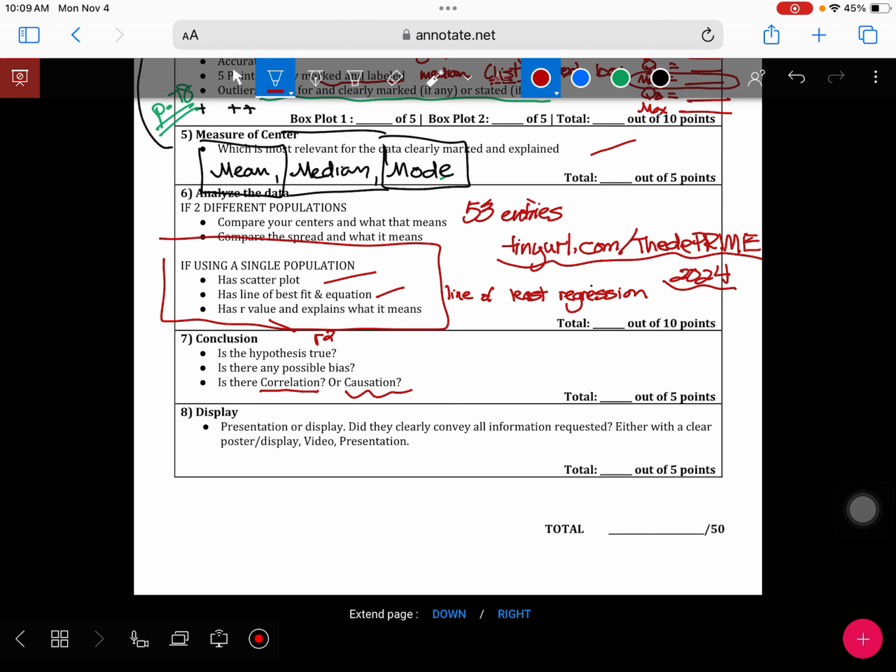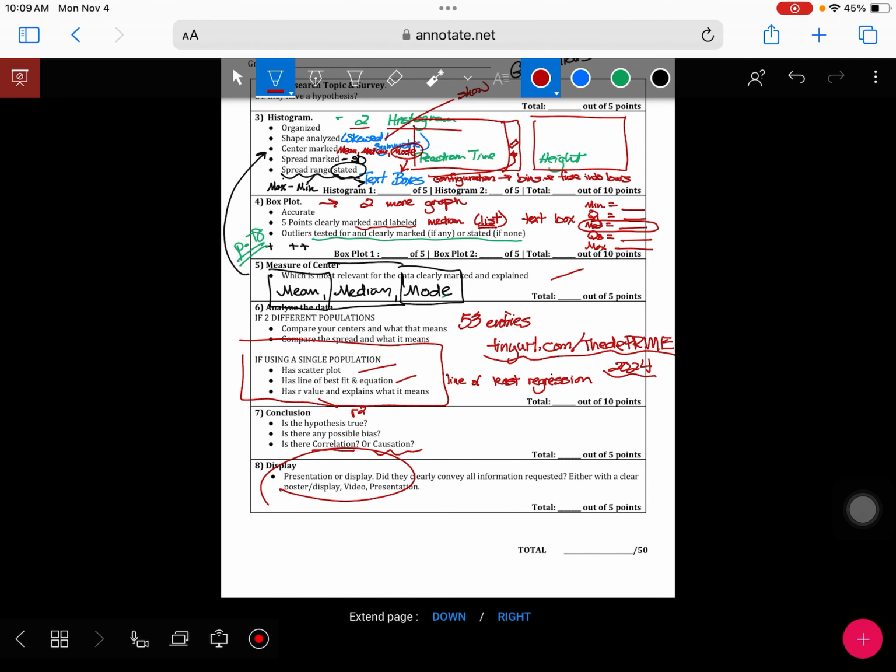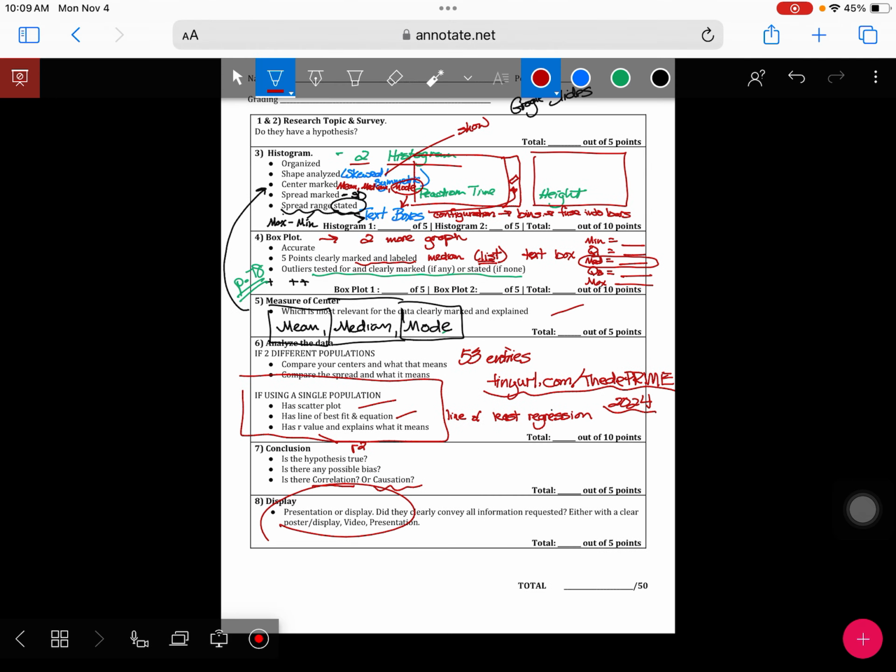And then finally, your presentation: is all the information there? Did you include everything? That's 5 points. So for today, I would really, really like you to try to figure out a hypothesis between 2 different types of attributes that are numerical. All right? And once you have that, you can just start going.